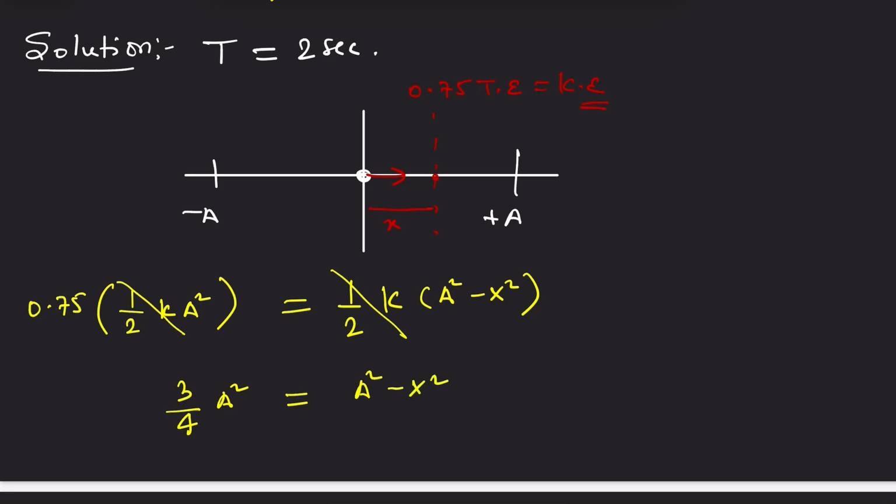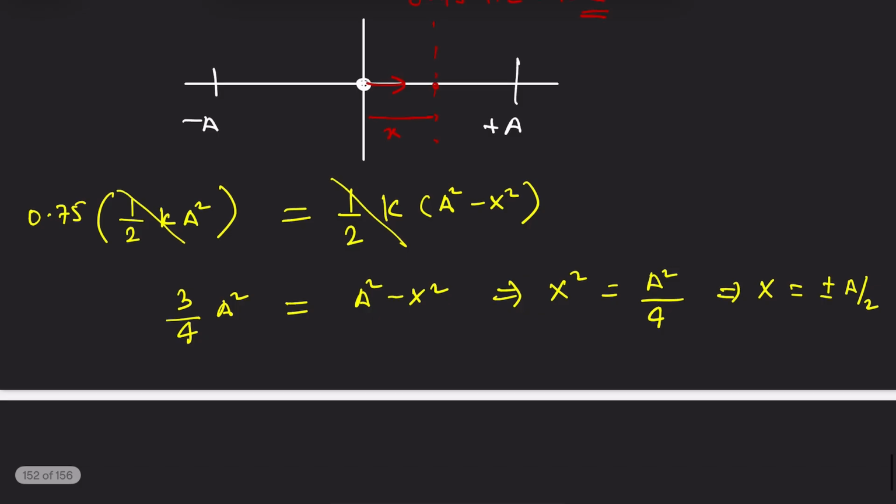So from here, guys, what we got: x square is equal to A square by 4, or x is equal to plus minus A by 2. So the positions where the particle has kinetic energy equal to 75% of the total energy are plus minus A by 2.